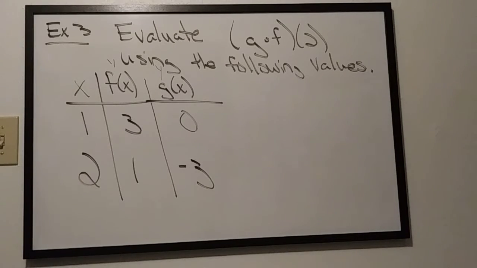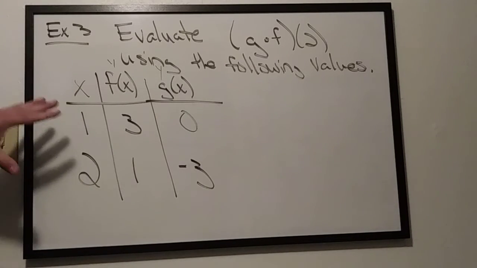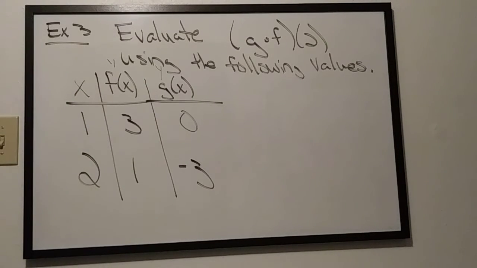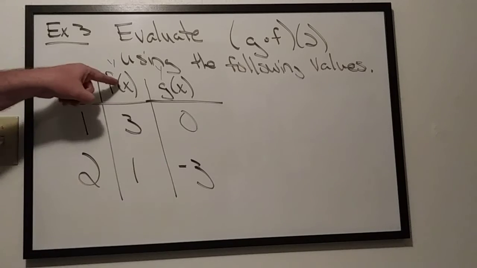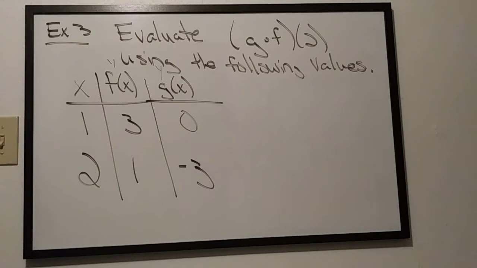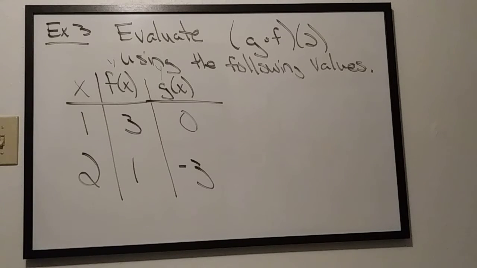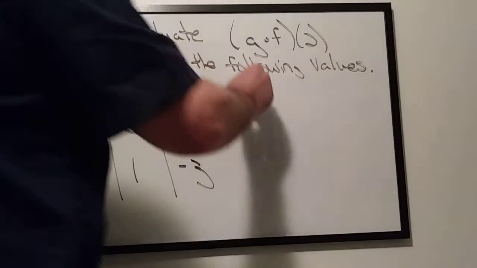So on this particular problem, the author starts by giving you this table. He doesn't tell you the rule for F. He doesn't tell you the rule for G. He simply says, if I plug the X into this function F, I'm going to get an answer of 3. And if I plug this X into the function G, I'm going to get the 0. So even without a rule, we can still do this problem. And it goes back to some of the ideas we talked about in example 1. So let's go ahead and see what we see.